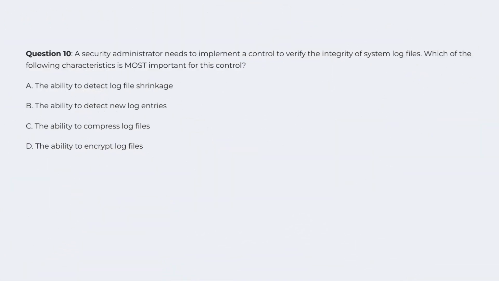Question 10. A security administrator needs to implement a control to verify the integrity of system log files. Which of the following characteristics is most important for this control? A. The ability to detect log file shrinkage. B. The ability to detect new log entries. C. The ability to compress log files. D. The ability to encrypt log files.